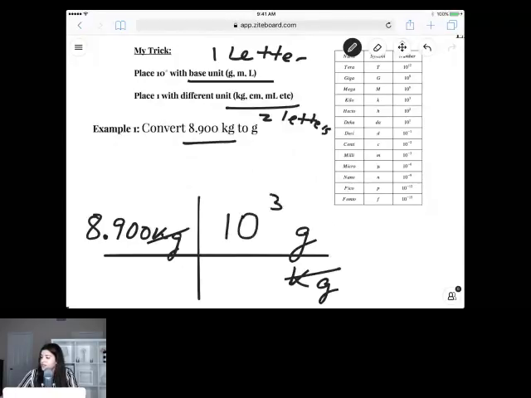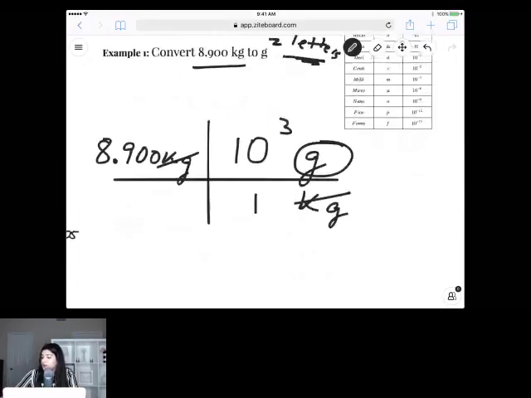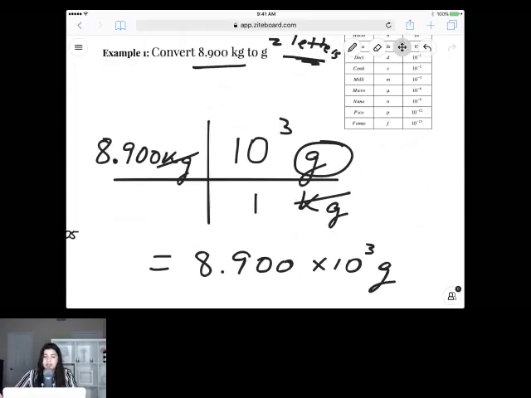I have the metric system here as well, in case you want to look at that. I also have it in my video, as you have probably seen. Now going back to this question, our different unit is kilograms, so that's the one with 2 letters. I'm going to place a 1 there. And we're done, right? Our kilograms cancel. Now we have our grams, which is what we wanted. Multiply straight across, and your final answer is 8.900 times 10 to the 3rd grams. How are we doing? Any questions on this first example?